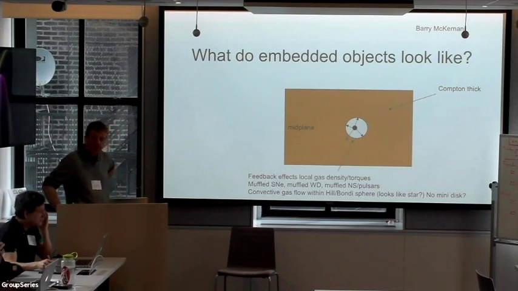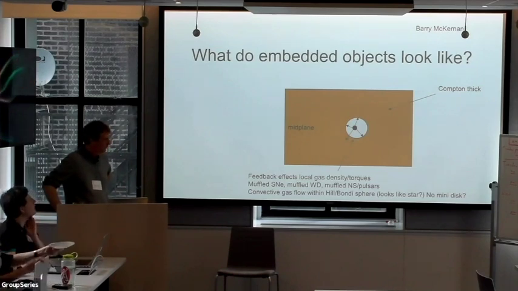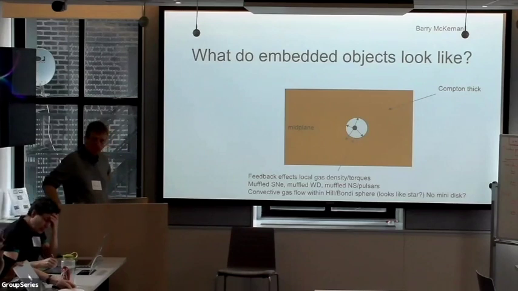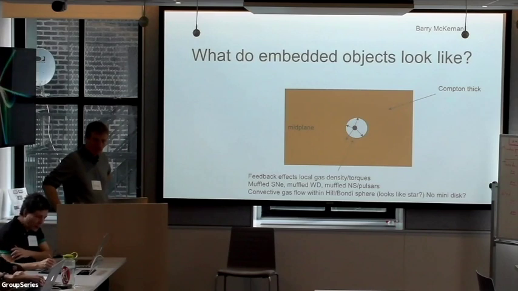So I'm introducing just the general discussion topic of what we think these objects in AGN disks should look like. Andrew had some gorgeous simulations yesterday. Is that actually what they're going to look like, or are we just going to be blanketing these things with so much gas that we can't really see that stuff? So I'll open it to the floor.